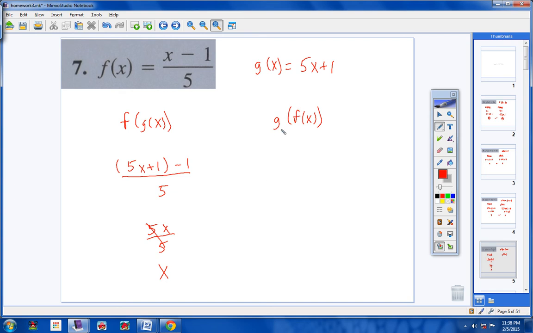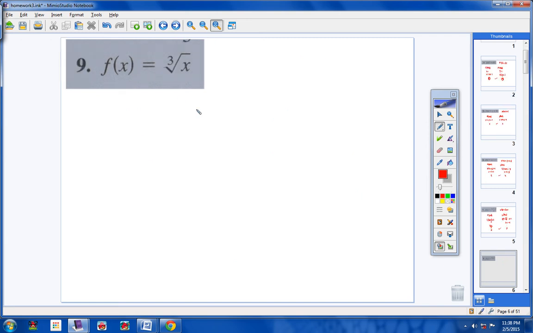Over here we'll take our g function, and where the x is we'll put a big parentheses. And then in that parentheses we're going to put our f function, which is x minus 1 over 5. Now remember, this 5 right here is really over 1. So 5 over 1 times x minus 1 over 5. Your 5's would cancel, leaving you with x minus 1 plus 1, which is x. Checks.